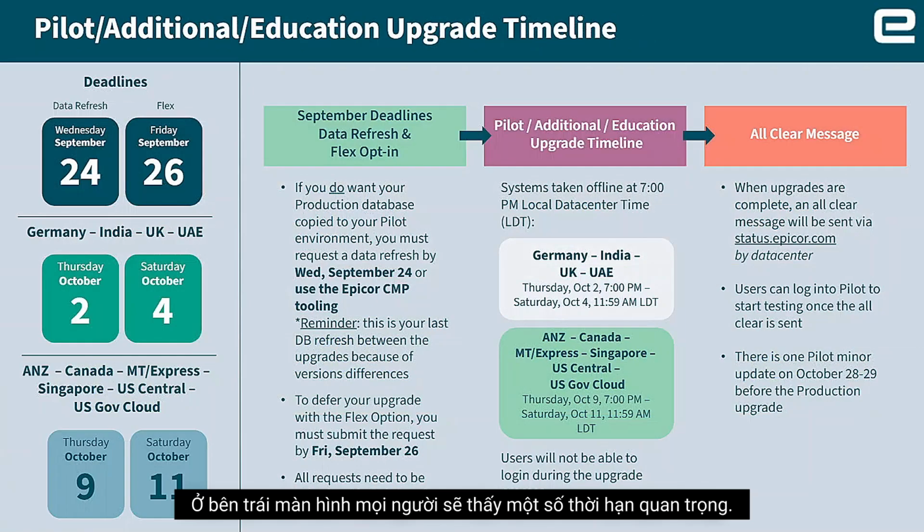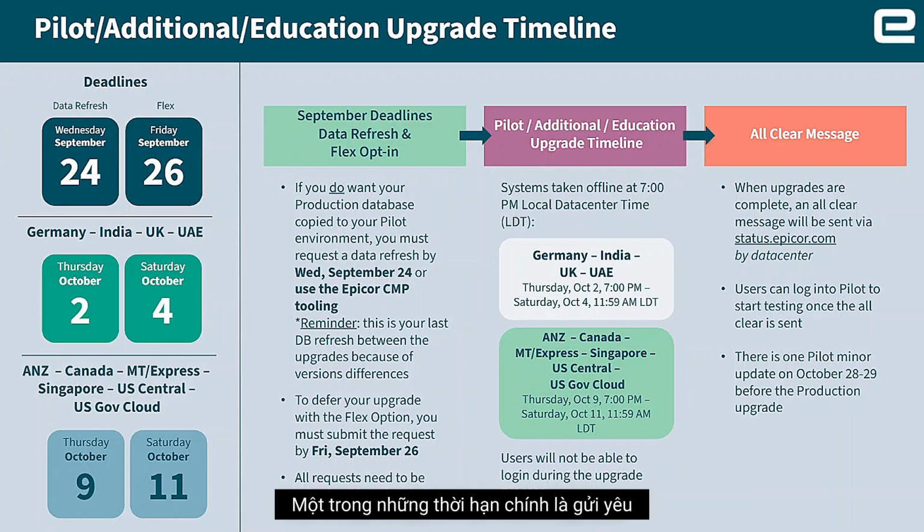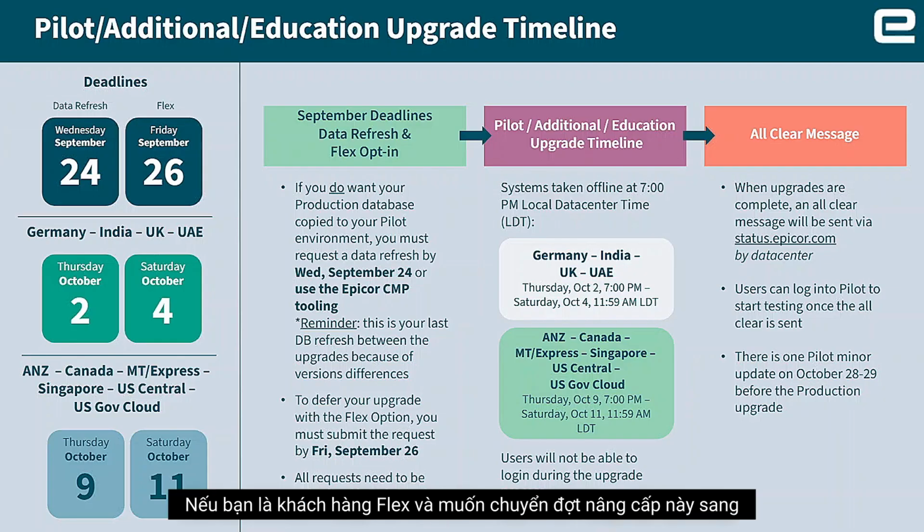On the left-hand side here, you'll see some key deadlines. Some of the key deadlines here are requesting a data refresh to be September 24th. So if you want your data to be refreshed from production to pilot so you can test with current data, please put a request in by September 24th. If you are a Flex customer and you opt to Flex this upgrade this fall, please ensure you put the Flex in by September 26th.